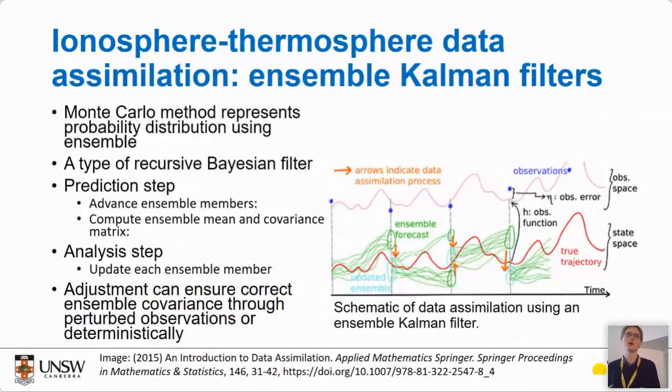Then observations are included in an analysis step where we update each ensemble member to reflect the best estimate of the sample mean and covariance based on the previous state of the ensemble and the new data that we're assimilating. Adjustments can be made either deterministically or through random perturbations to observations.